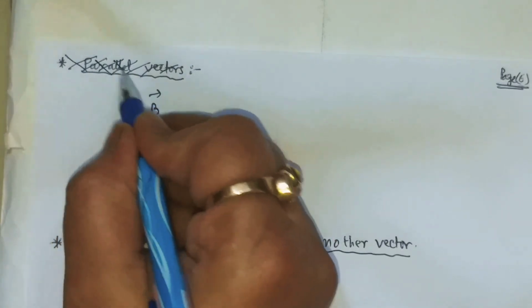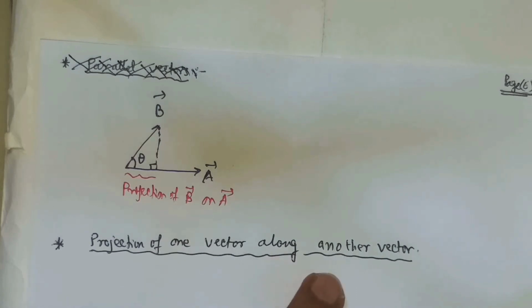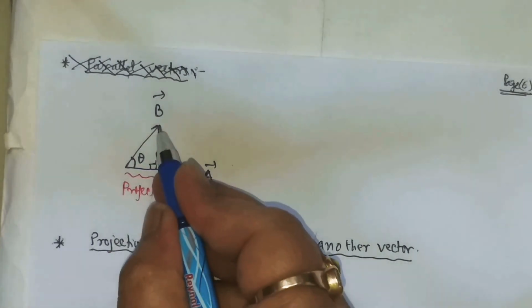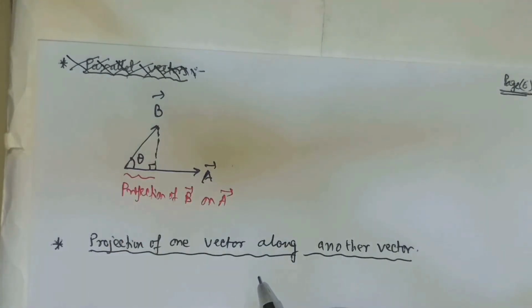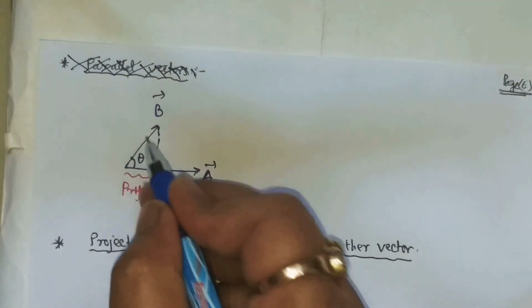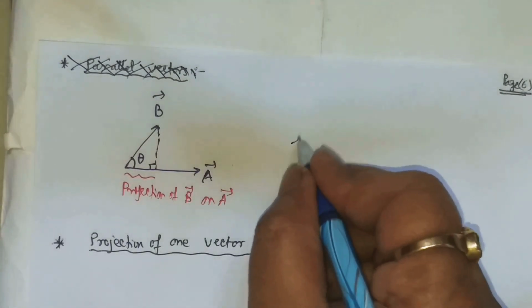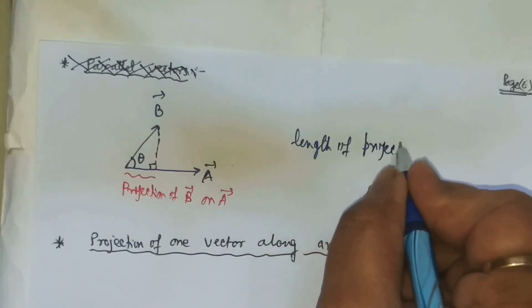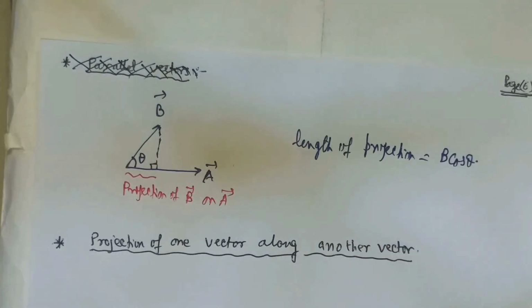I was going to discuss parallel vectors, but I already discussed that. Projection of one vector along another vector. These are two vectors A and B. Theta is the angle between them. I just draw a perpendicular. This is the projection of B on A. Now what is this? From this triangle, this will be nothing but B cos theta. Is it not? The length of projection is B cos theta.